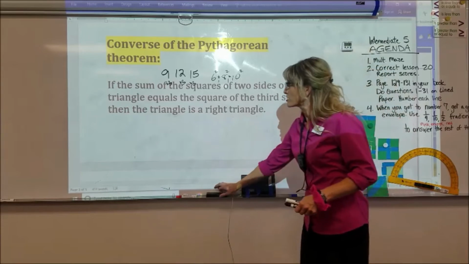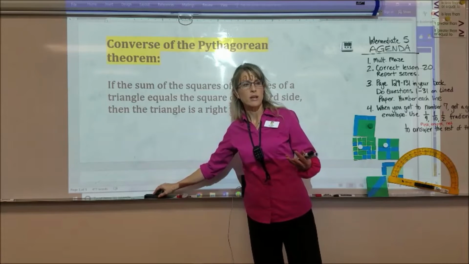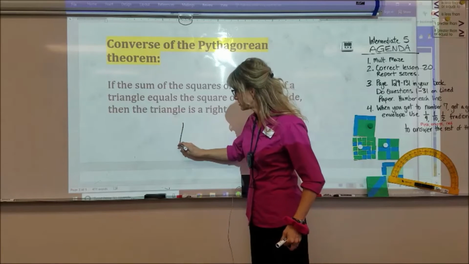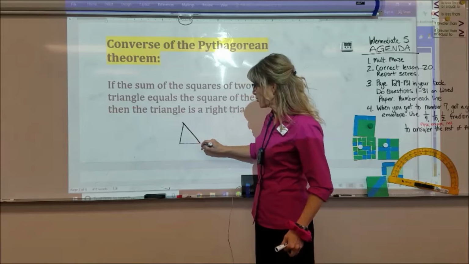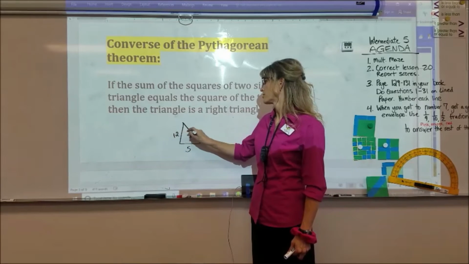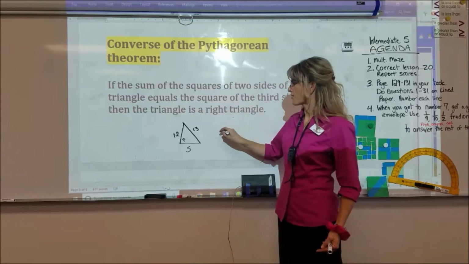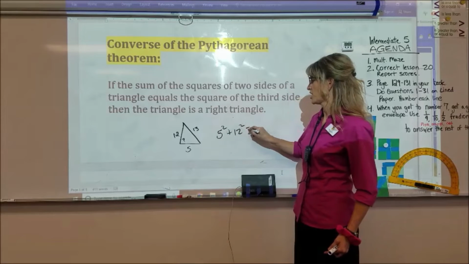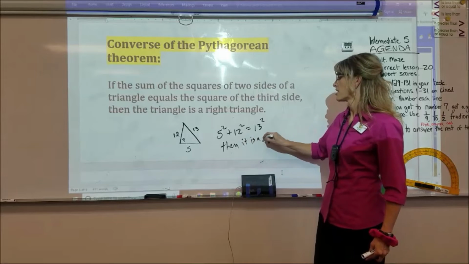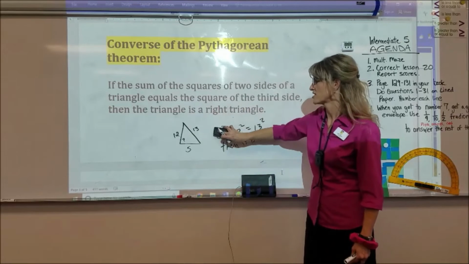All right, so we talked about if it's a right triangle, then a squared plus b squared equals c squared. But the converse is also true. If you find any old triangle and you're like, oh, I wonder, is it a right triangle? And I've got these dimensions right here, and you're wondering, is that a right angle? Well, the theorem says if 5 squared plus 12 squared equals 13 squared, if that is true, then it is a right triangle.